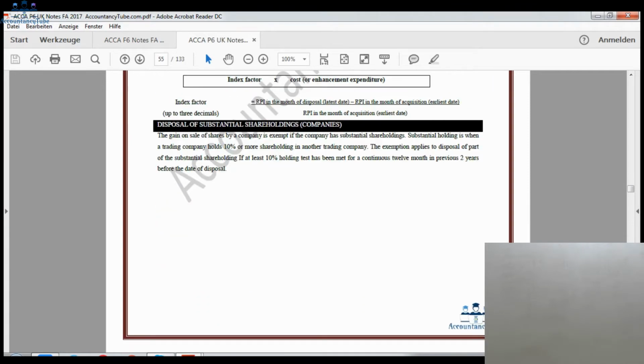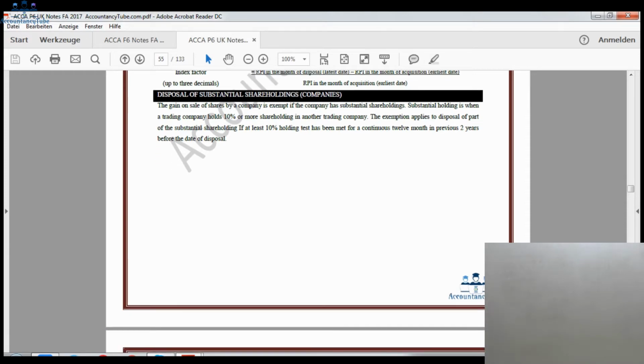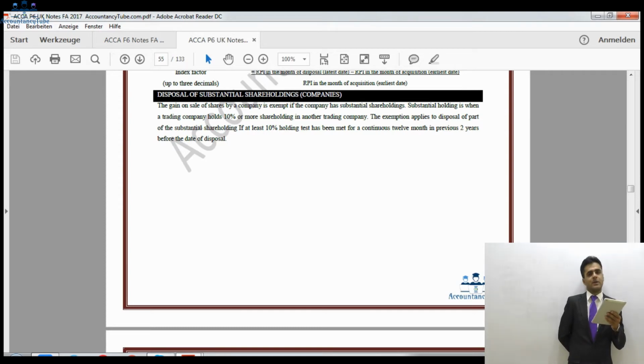Now at the end of this page, there is the disposal of a substantial shareholding exemption. That is new. That is not part of the F6 syllabus, so we will just have to read this one. The substantial shareholding exemption is important as far as P6 is concerned, so mark it as important, please. It is not as complicated as it is important. So, disposal of substantial shareholding for companies.